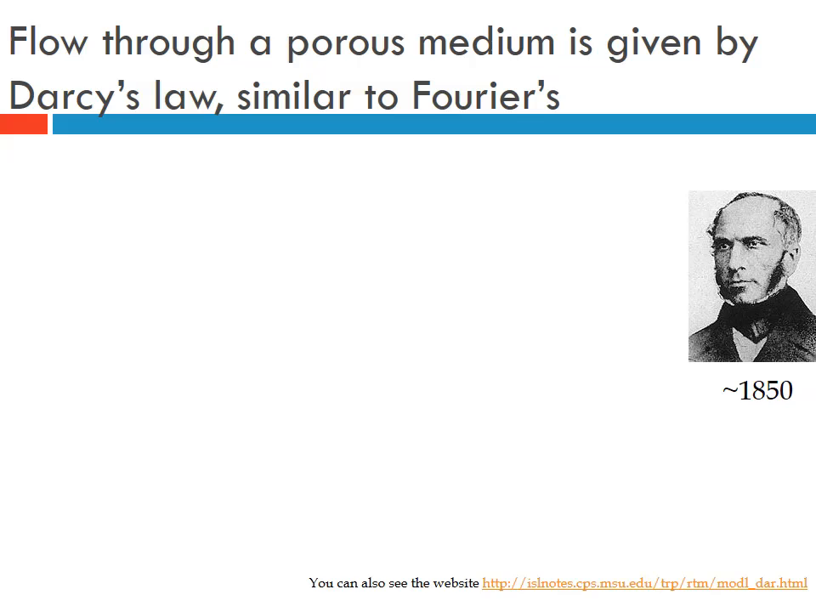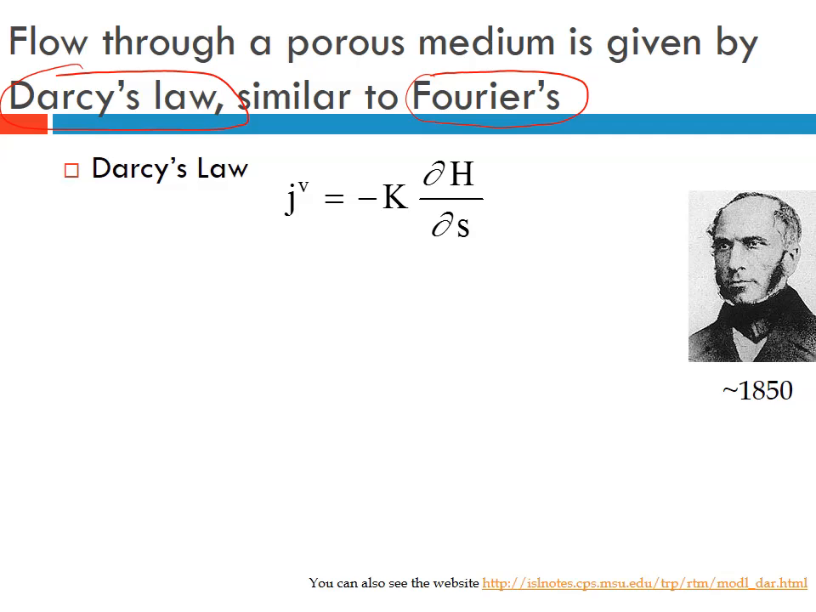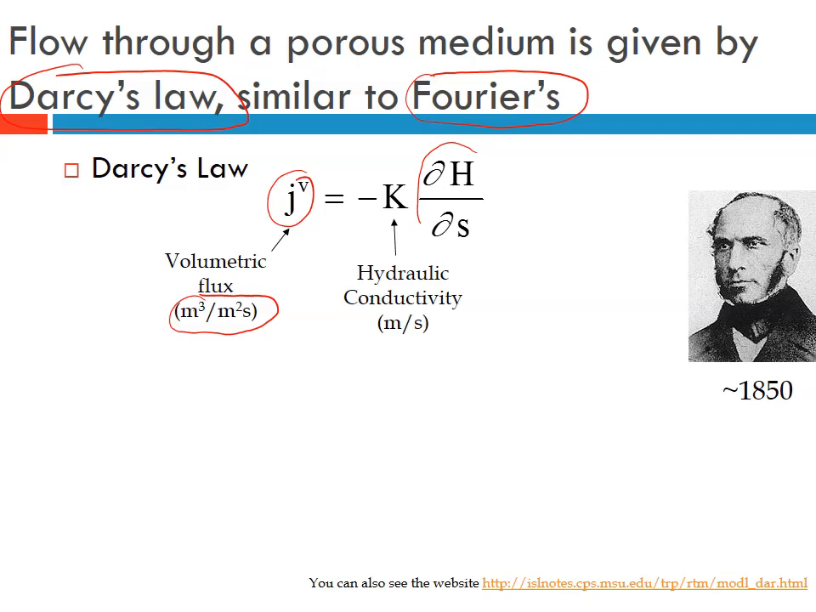Flow through a porous medium is given by Darcy's law. So yet another law, but you will see it is not fundamentally a different law from the ones that we have already talked about. So Darcy's law says the volumetric flux, which is meter cube per meter square per second, is proportional to the driving force. The driving force is the hydraulic potential.